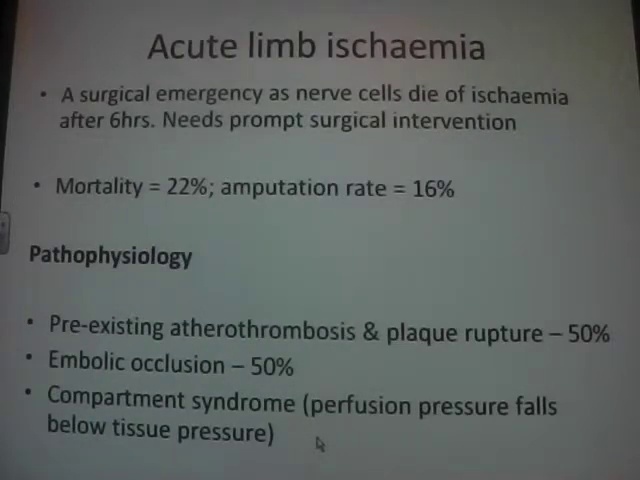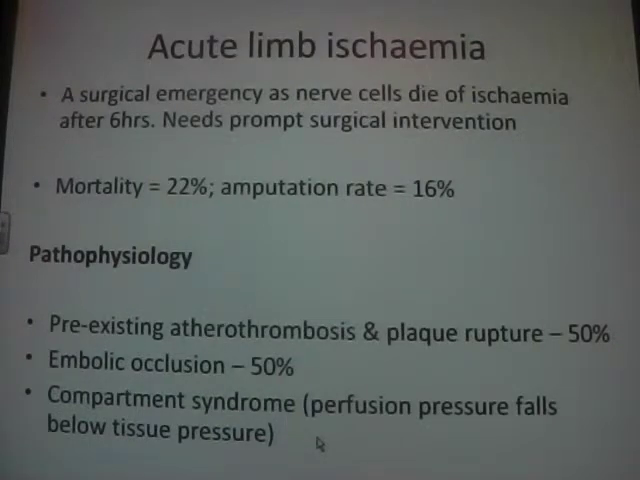So acute limb ischemia is a surgical emergency. Nerve cells die of ischemia after 6 hours and it needs prompt intervention. So it's the same as with the aneurysms, let somebody know. Mortality is 22%, amputation rate 16%. So the physiology of it, it's about 50% thrombosis, 50% embolic occlusion. So the thrombosis is plaque rupture.